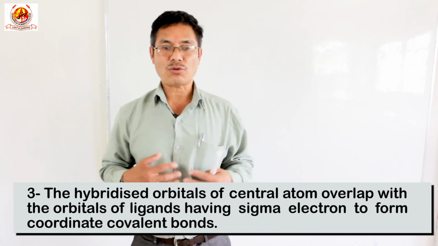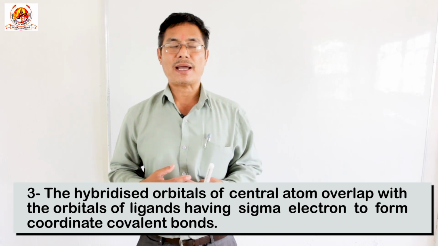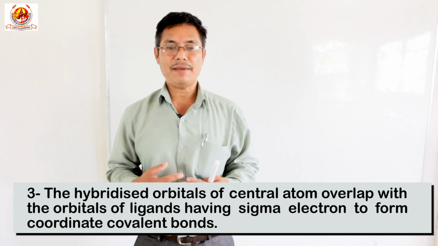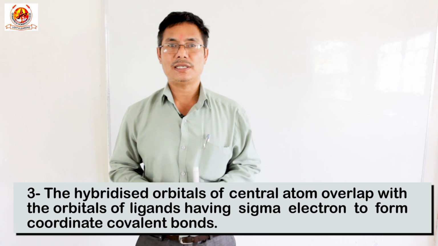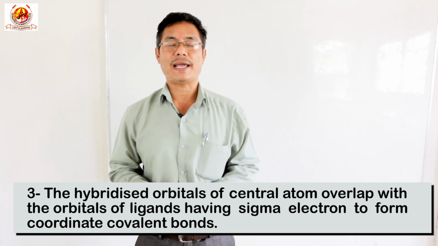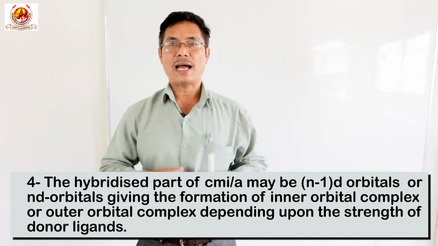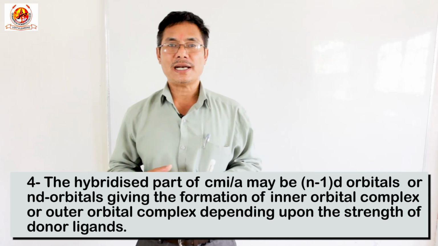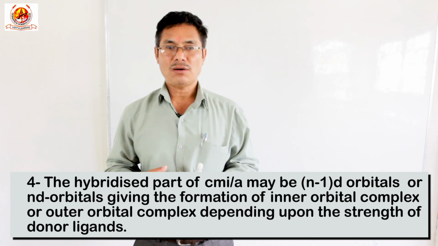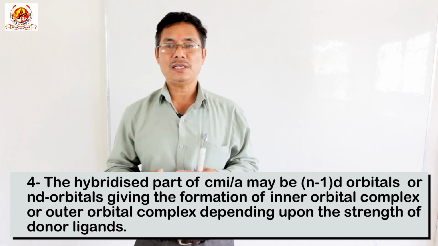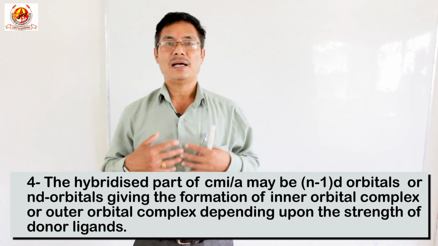Number three, the hybridized orbitals of the central metal atom overlap with the atomic orbital of the donor ligand having the sigma electron to form the coordinate bond, that is, the coordinate covalent bond. And point number four, the hybridized orbitals of the central atom may be from the n-1 d orbital or the n d orbital, depending on the strength of the ligand.